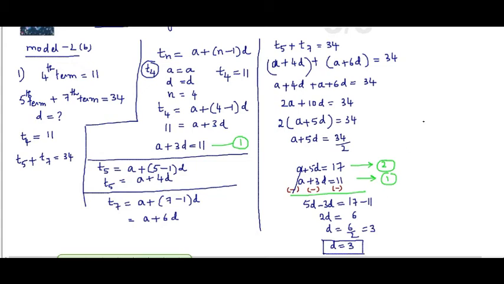Although if you are interested to find the a value also, then use any one of the equations, either the first equation or the second equation, and you can solve to get the a value. A plus 3d, I am taking the smaller one, it's just the smart way. Okay, so a plus 3 times 3 is equal to 11. A plus 9 is equal to 11. Then a will be equal to 11 minus 9. So a is how much? 2.